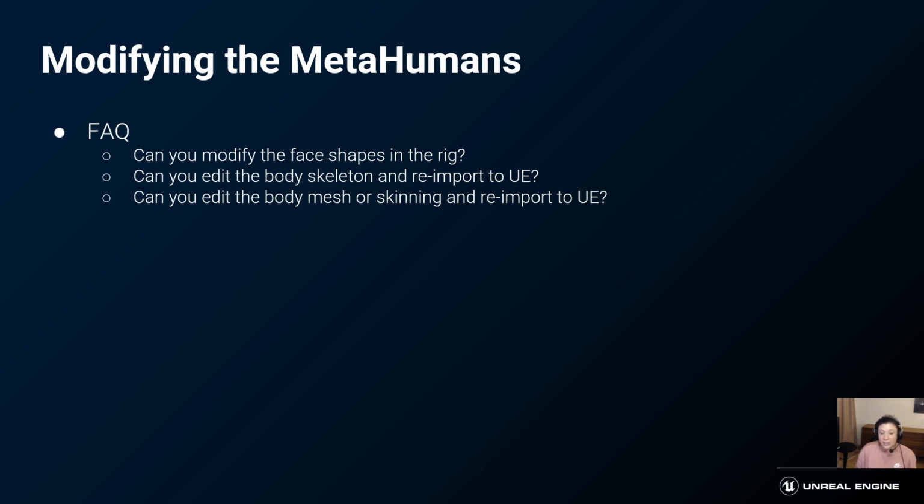Can you edit the body skeleton and re-import to Unreal Engine? Yes, for example, you can add extra joints if you would like to. However, just be aware that these changes will be propagated to the MetaHuman base skeleton, which consequently will also be propagated to any other MetaHumans you may have in the project. Unless, of course, you import the skeleton as a different skeleton in this case.